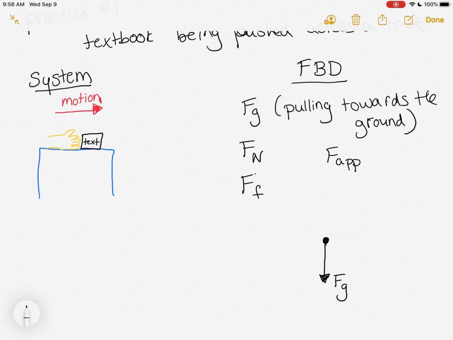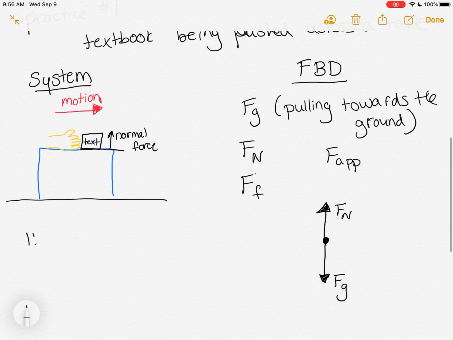And remember that our force of gravity is always going to point towards the ground. So in this case, the ground is at the bottom, so our FG is going to point down. Our normal force is always going to point perpendicular to the surface. Since this table is our surface, our normal force is going to make a 90-degree angle with our surface. So that means the normal force is going straight up.